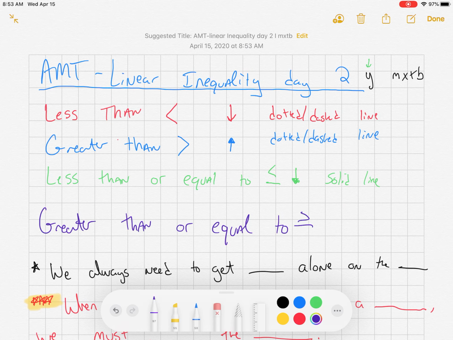Okay, a greater than or equal to sign is the exact same as greater than with a line underneath. And again, as long as y is isolated on the left-hand side, we shade above when it's a greater than sign. And if it's or equal to, it is a solid line. Now, one thing to keep in mind, in order to graph a line, we always need to get y alone on the left-hand side, like we've been talking about.